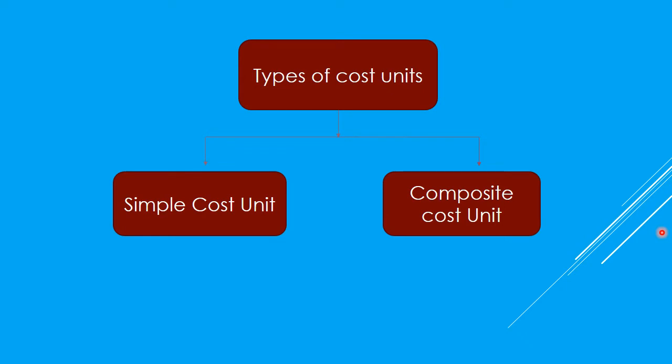A simple cost unit measures just one characteristic, such as length or volume or weight. But the composite cost unit is a combination of two simple cost units. Examples: per passenger kilometer, patient day, ton kilometer, etc.